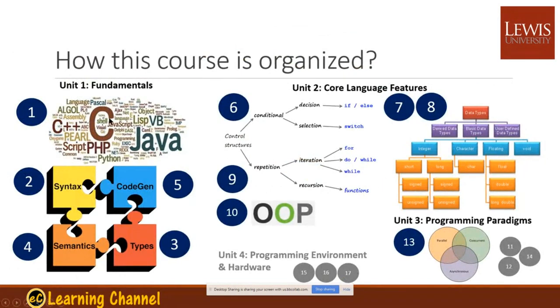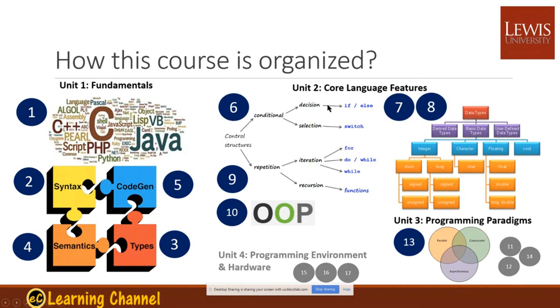This course is organized in actually 3 units, but the textbook we have has 4 units. The first unit is for the fundamentals. In the fundamentals, we teach you the basic concept about what is a programming language and the programming language programmatics. And in this part, we teach you the mechanism of designing a programming language and making it work.